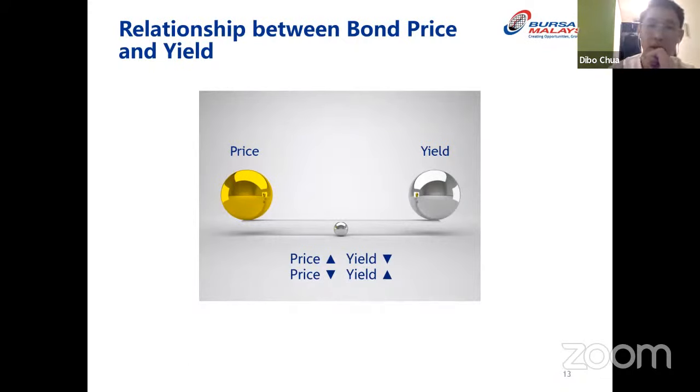The yield, meaning the interest. When the interest is going up, meaning the yield, you can take yield as an interest. Let's say the bond yield goes up, like our OPR, our Bank Negara Malaysia interest. Let's say it goes up, it's very bad for your bond, because your bond price will then drop and it becomes a discount bond.